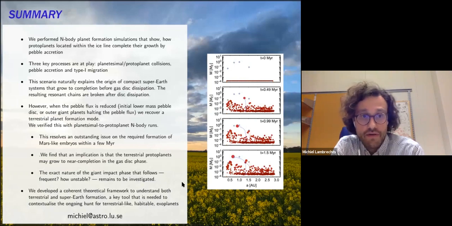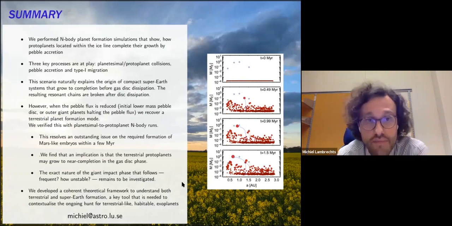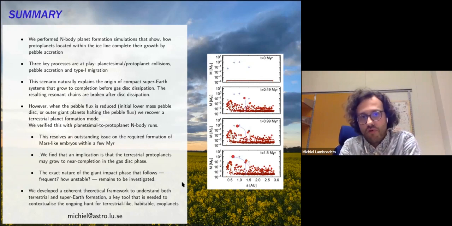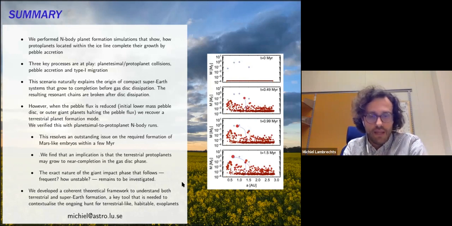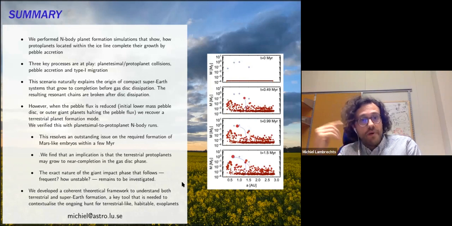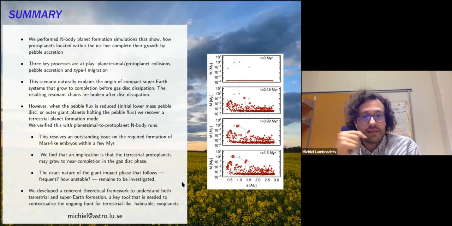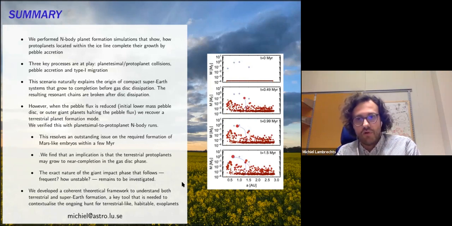I think this scenario naturally explains the origin of compact super Earth systems that go to completion before gas dissipation. The resonant chains are naturally broken after this dissipation. I think that's the picture for the super Earths. Then, interestingly, when the pebble flux is reduced, with an initially lower mass pebble disk or outer giant planets halting the pebble flux, we can recover a terrestrial planet formation mode. And we verified this with planetesimal to protoplanet N-body runs, so we do the whole formation process.